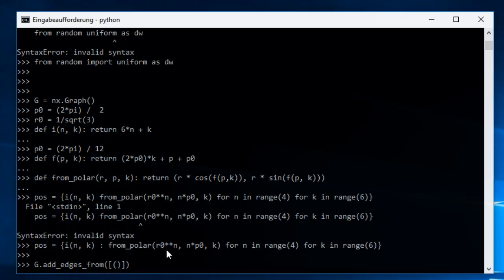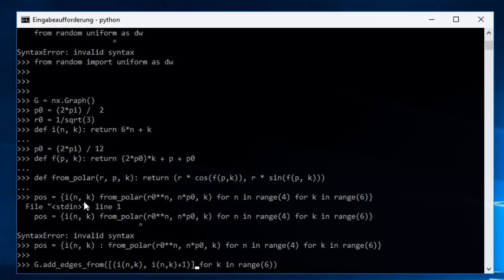So I need the list of edges, which I said is a tuple of indices, and so this is I and K again. Makes sense. And then I and K again, but once more, right? This is the one which comes after the index I was just looking at. And this goes for all K in range 6.